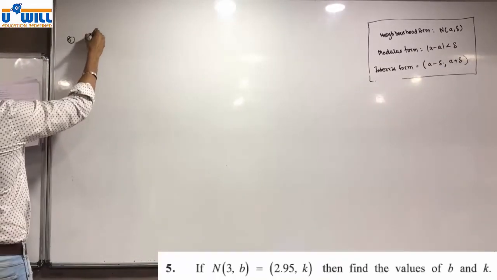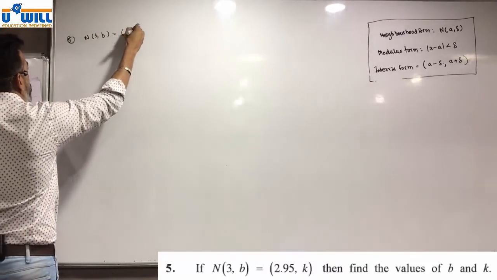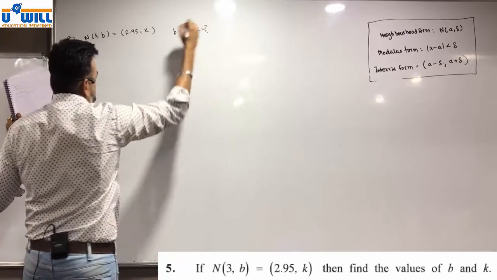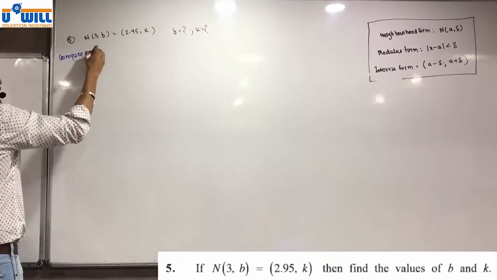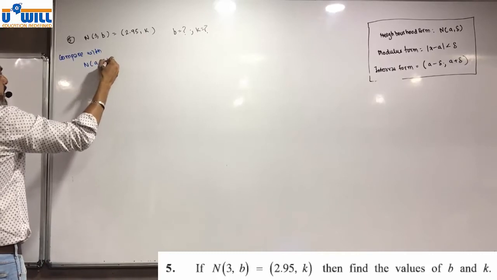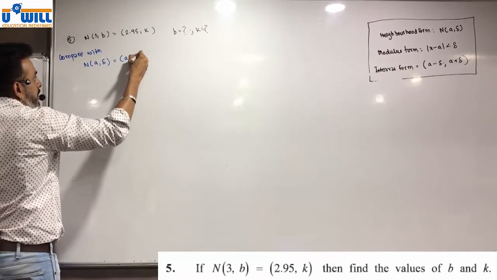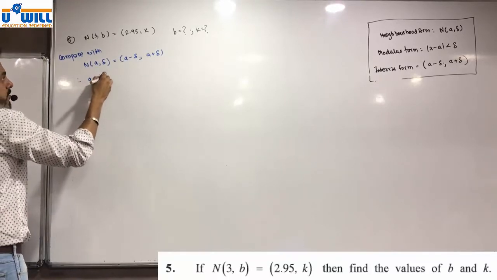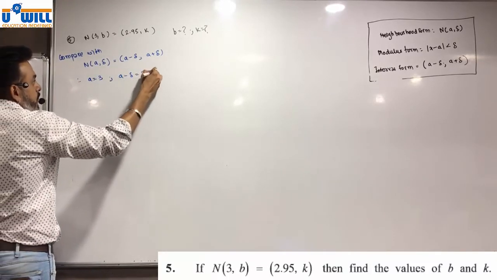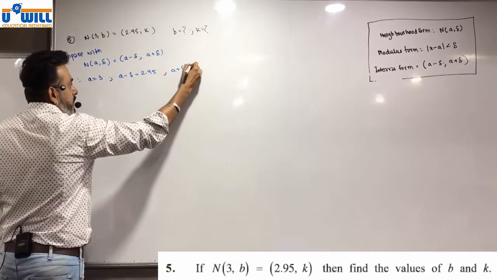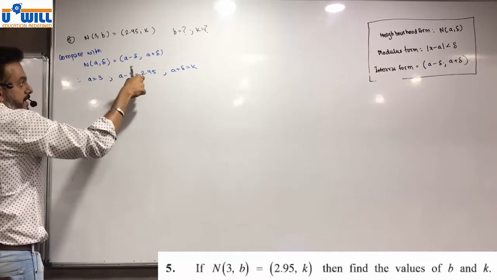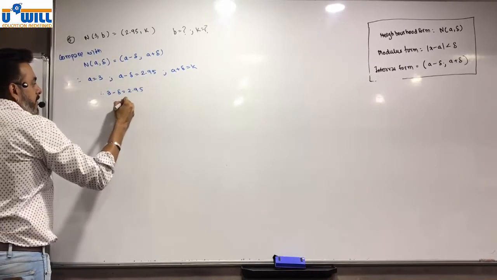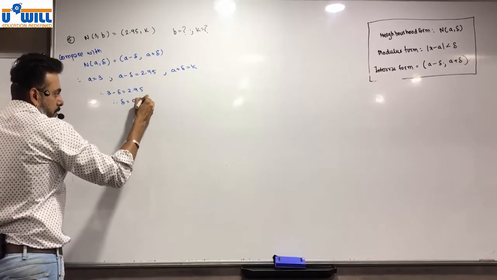Fifth, if N of 3 comma b is equal to 2.95 comma k, we have to find b and we have to find k. So we first compare with N a comma delta is equal to a minus delta, a plus delta. Therefore, a is equal to 3, a minus delta is equal to 2.95, a plus delta is equal to k. Now, a minus delta is 2.95, a is equal to 3. Therefore, 3 minus delta is equal to 2.95. Therefore, delta is equal to 0.05.